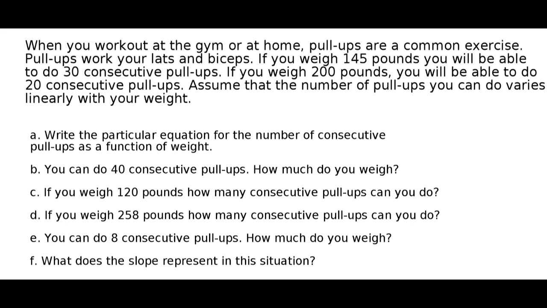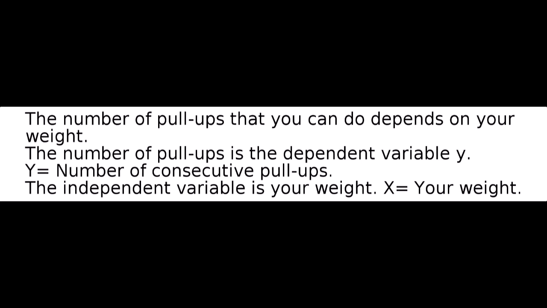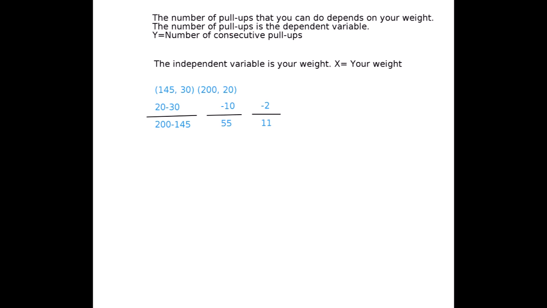For question A, write the particular equation for the number of consecutive pull-ups as a function of weight. First, we need our variables. The number of pull-ups that you can do depends on your weight. The number of pull-ups is the dependent variable y. Y equals number of consecutive pull-ups. The independent variable is your weight, x. X equals your weight. So our two sets of numbers are 145 and 30, and 200 and 20.